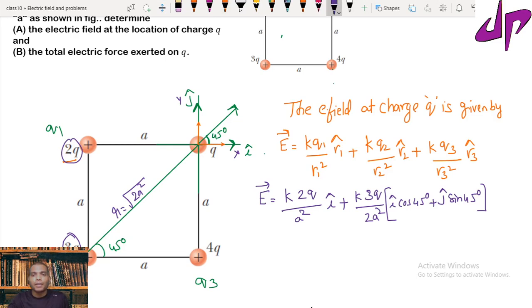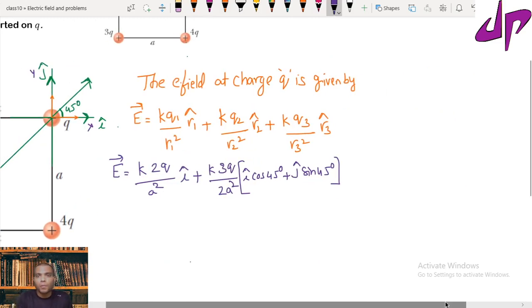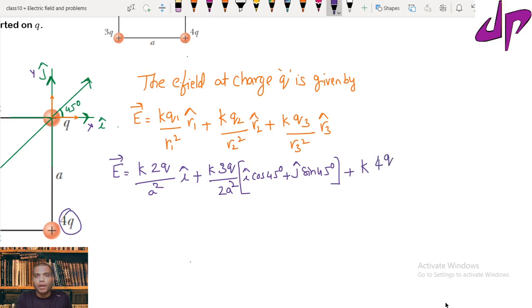And we can write the electric field due to the third charge as the third term, plus k times q3, here q3 is 4q, by r3, the distance, which is just a square, and r3 cap means the unit vector direction, here it is j cap. Now the problem becomes easy.